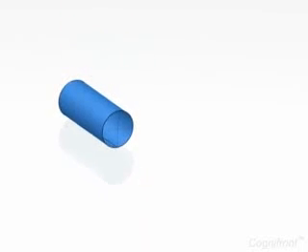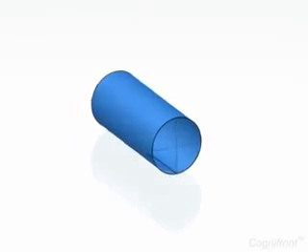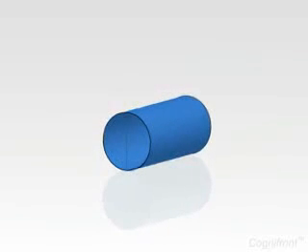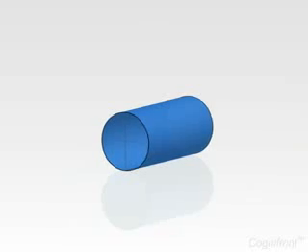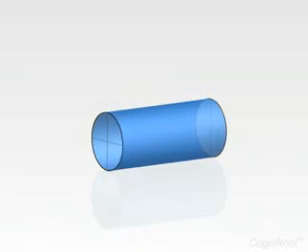Welcome back. In this module, we will go through some interesting examples of development of surfaces. Let's start with development of cylinders using parallel line method. A cylinder is a three-dimensional object with a circular cross-section having certain axis length L.